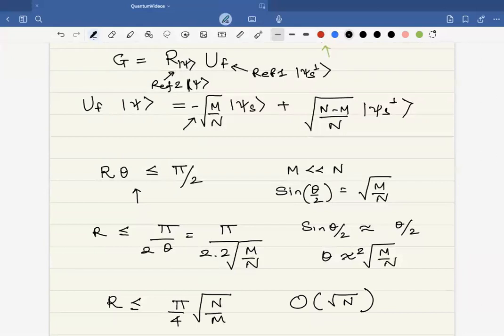Now, in the next video, we'll look at a little more detail on this analysis. In this video, we gave a rough idea of what the Grover search algorithm is and how it can quadratically speed up the search.